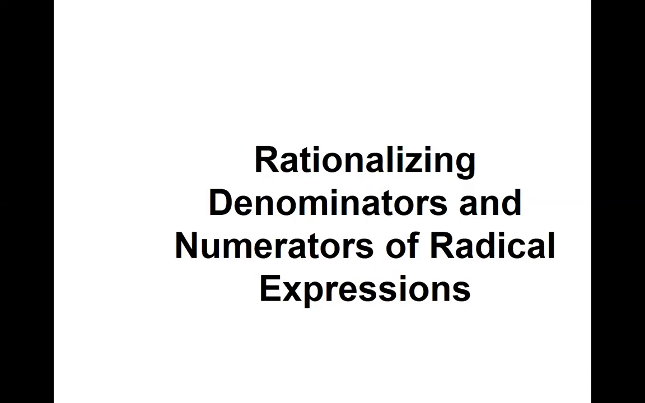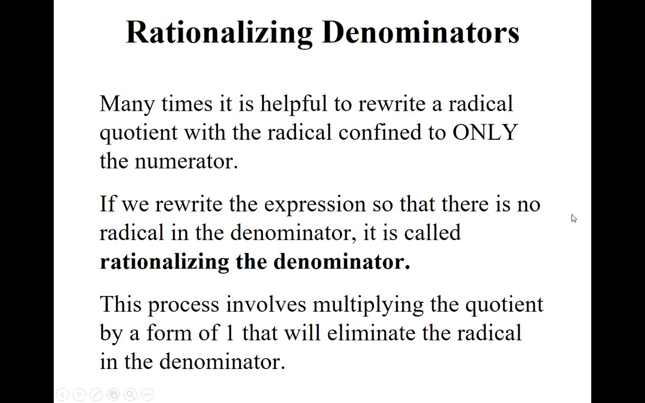The topic is rationalizing denominators and numerators of radical expressions. The first objective in this topic is rationalize denominators. Many times it's helpful to rewrite a radical quotient with the radical confined to only the numerator. If we rewrite the expression so that there is no radical in the denominator, it's called rationalizing the denominator. This process involves multiplying the quotient by a form of 1 that will eliminate the radical in the denominator.